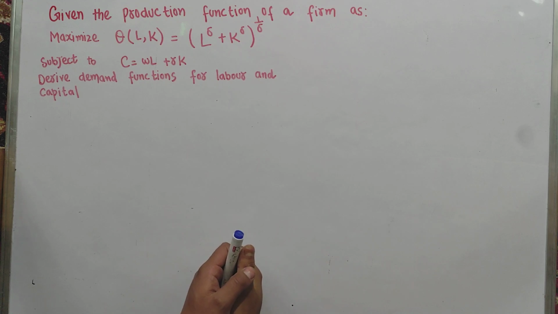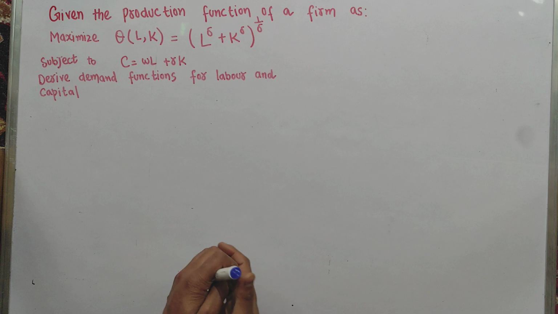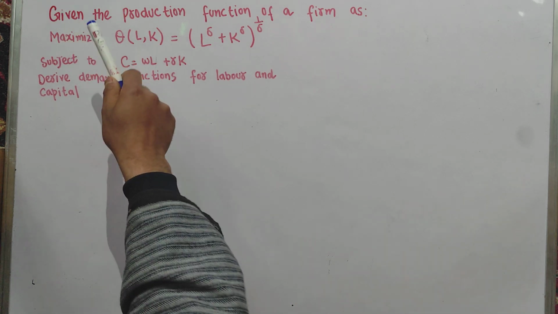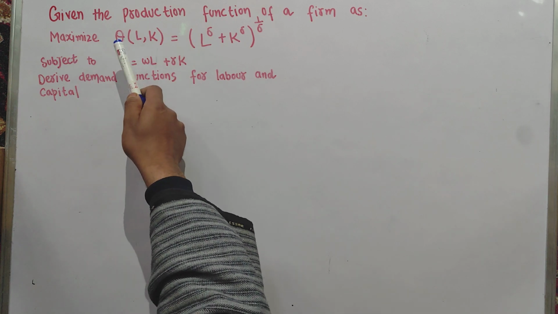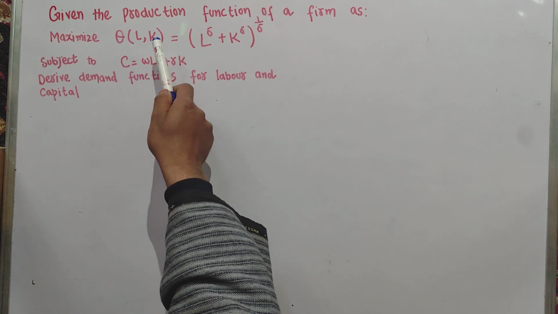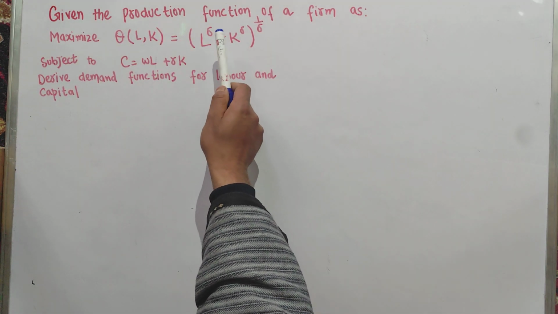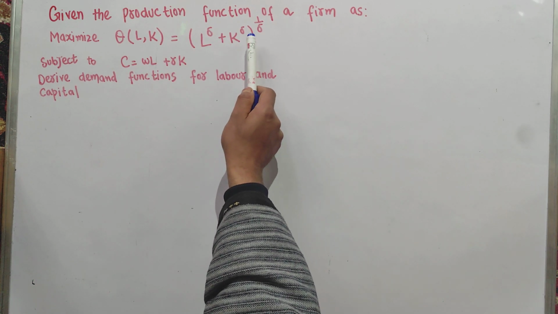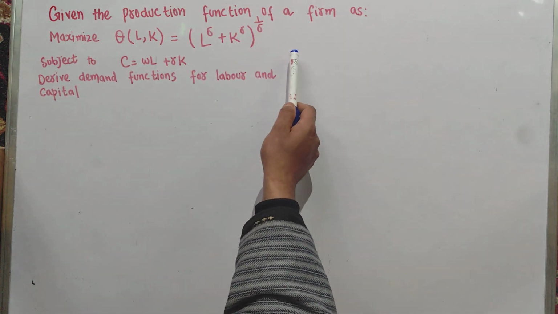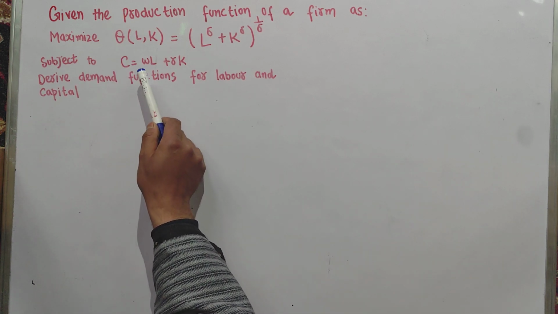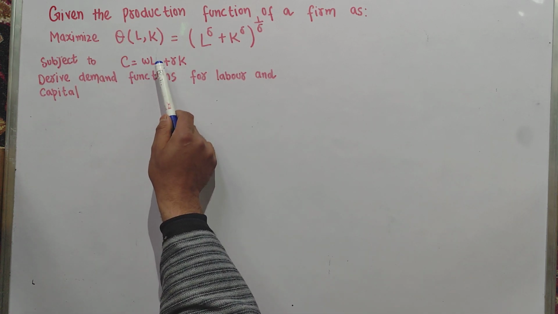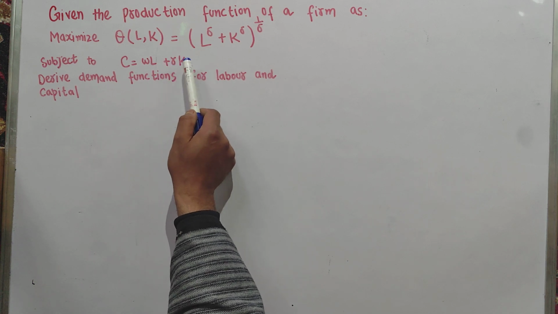In this video, we will learn how to derive demand functions for labor and capital given the production function. The question is, given the production function of a firm, we have to maximize the production function, which is a function of labor and capital, equal to (L^δ + K^δ)^(1/δ), subject to the constraint that total cost is equal to the wage rate times units of labor plus the rental rate of capital times units of capital.